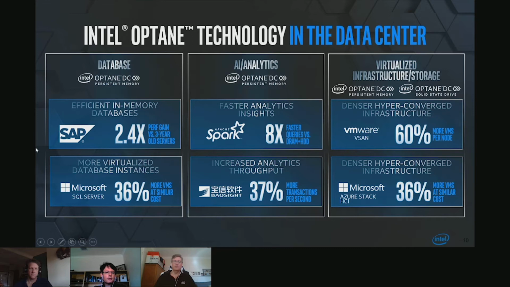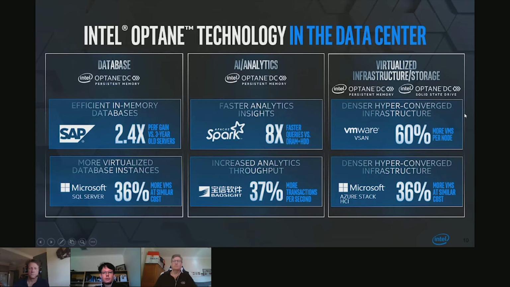For virtualized database instances with Microsoft SQL Server, for example, 36% more VMs can be run while keeping the cost essentially similar to the existing infrastructure. Similarly, for analytics workloads with Apache Spark, for example, architectures with Intel Optane persistent memory have been shown to produce about 8x faster queries compared to conventional systems with DRAM and hard drives. And FileSide, for example, reported 37% more transactions per second than conventional systems.